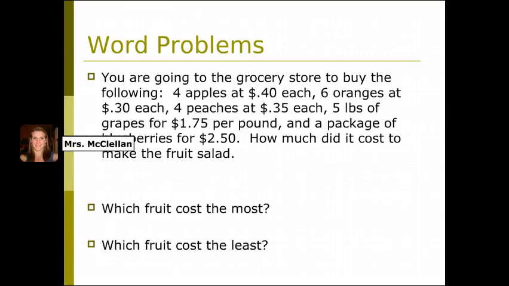Our second word problem. You are going to the grocery store to buy the following: 4 apples at 40 cents each, 6 oranges at 30 cents each, 4 peaches at 35 cents each, 5 pounds of grapes at $1.75 per pound, and a package of blueberries for $2.50. How much did it cost to make the fruit salad?